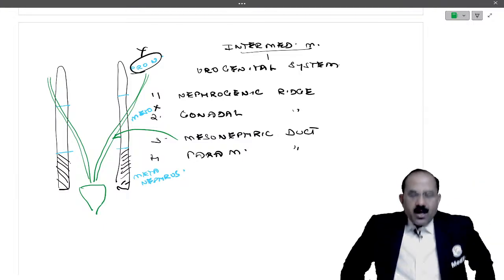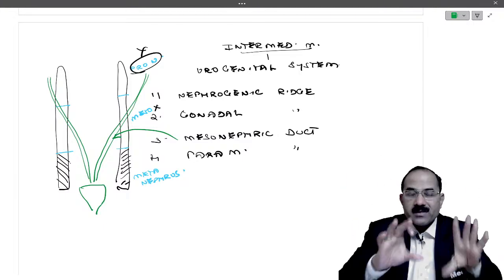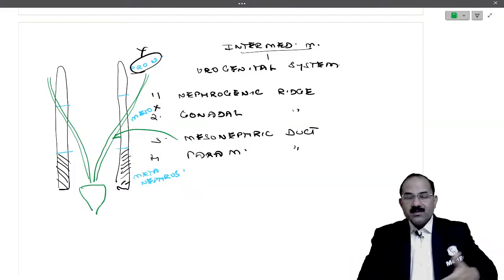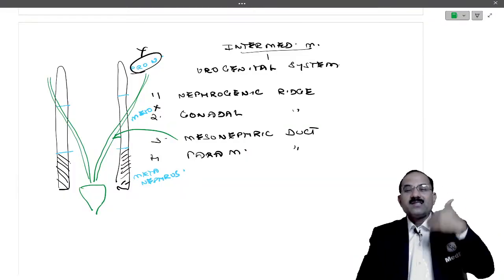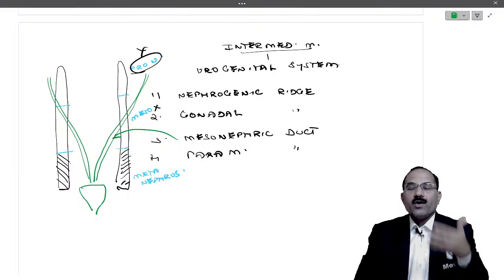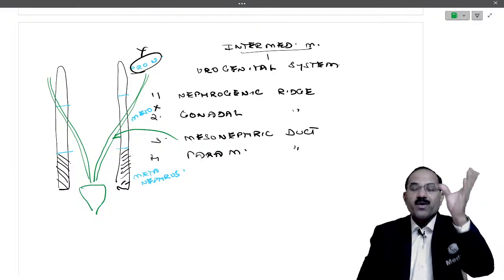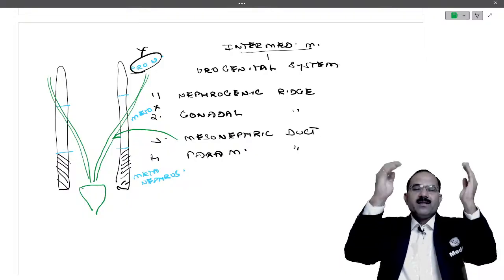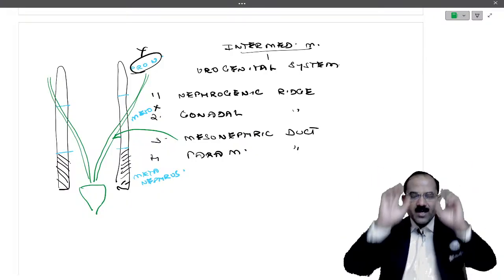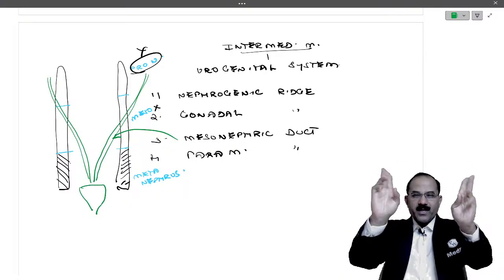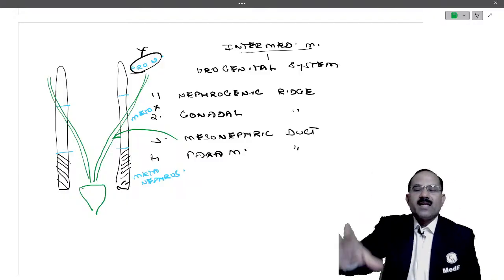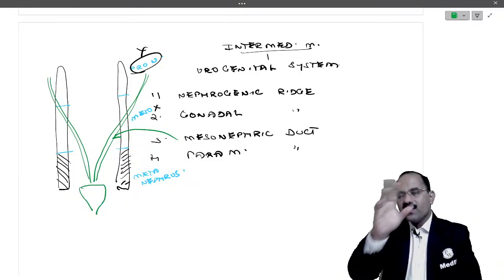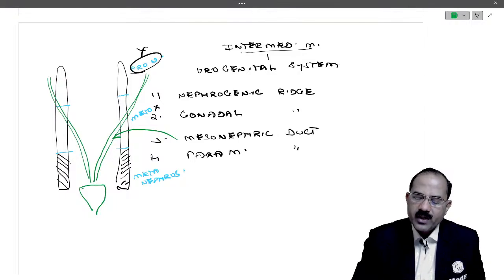Okay, so now kids, kidneys are derived from the metanephros or the metanephric blastema. And what does this give rise to? It gives rise to the secretory part of the kidney or the urine forming part of the kidney. What does this include? The Bowman's capsule, the PCT, the loop of Henle, the DCT. Right? Bowman's capsule, the PCT, the loop of Henle, and the DCT. All this is derived from metanephros.